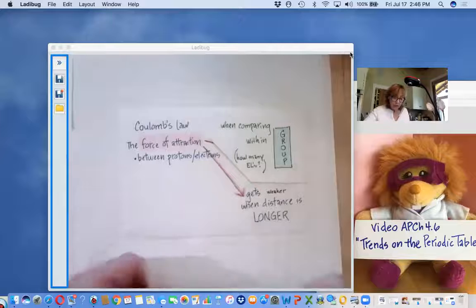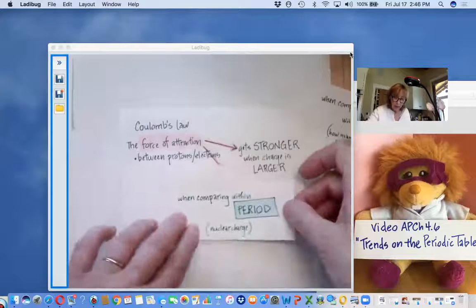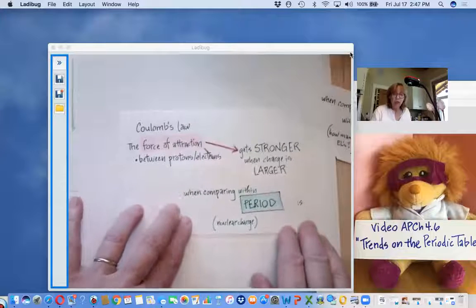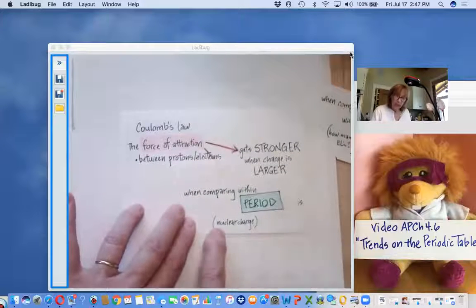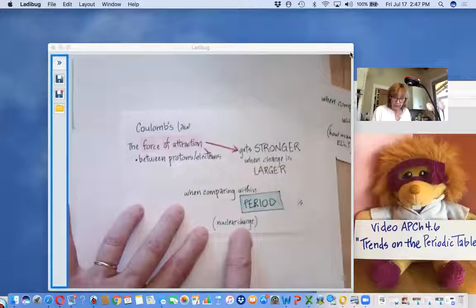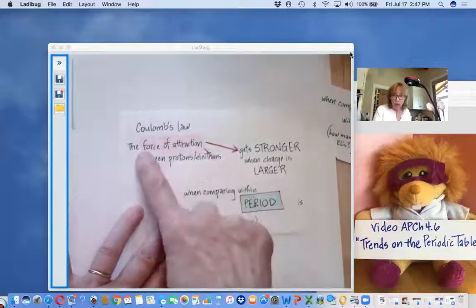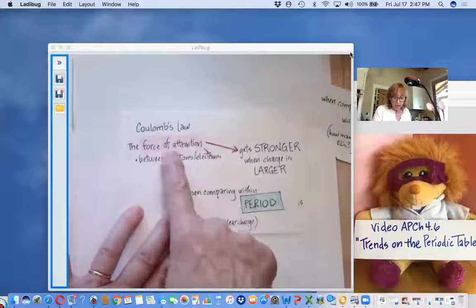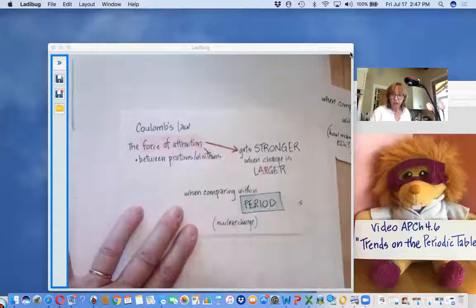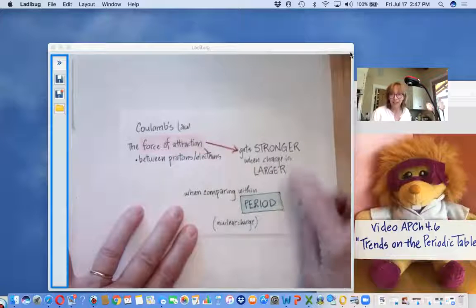But if you're asked to make a comparison within a period, then you need to be looking at nuclear charge differences and use Coulomb's law, which says force of attraction gets stronger when charge is larger, in your explanation.